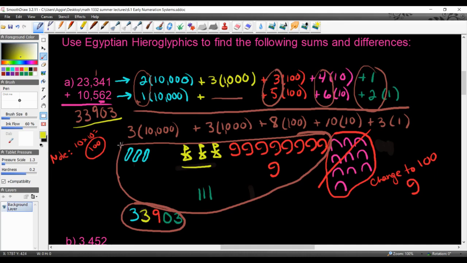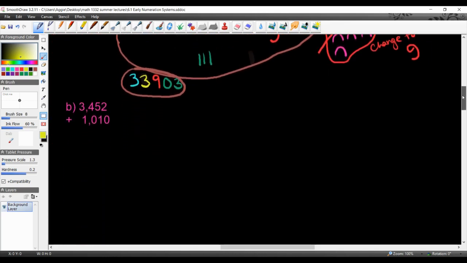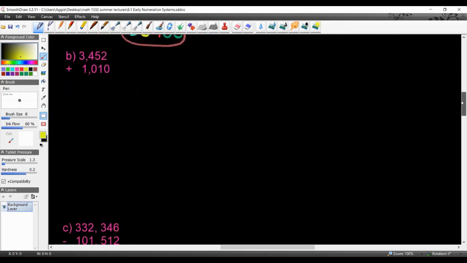So as a rule of thumb, just be real careful with this. Make sure you have a lot of space. I'm kind of having to cram in here, but be real careful when you're doing your own calculations. Okay, we're going to try another one of these addition problems. I'm going to go a little bit faster on this one.